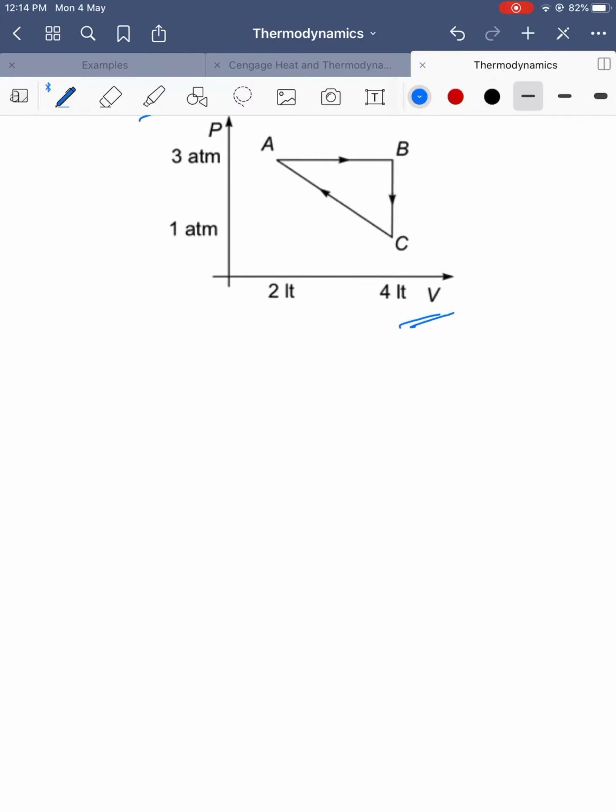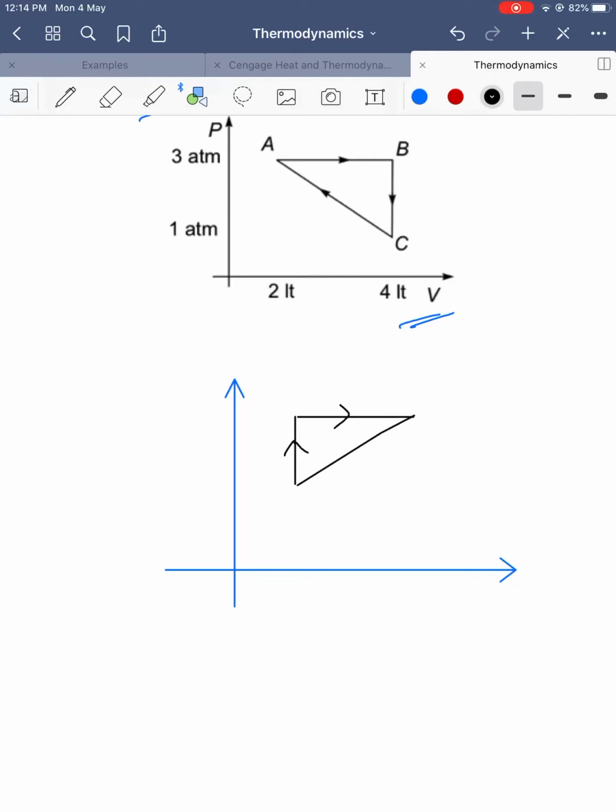I want to give one more question. In the previous cases we saw different processes, but now, in a cyclic process, we have A, B, C. Here the volume is V naught and 3 V naught, and the pressure is P naught and 3 P naught. What is the net work done in the process? Remember, see the arrow marks properly.